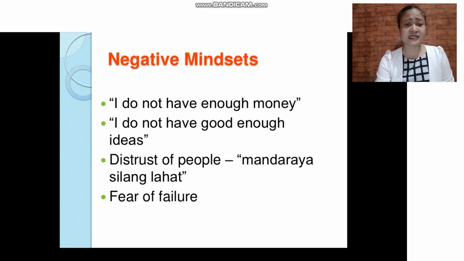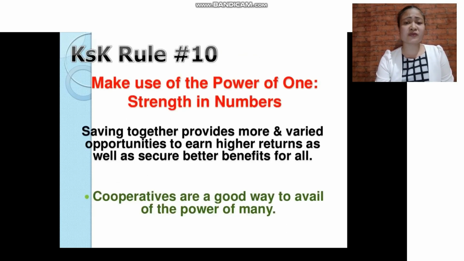Negative mindsets that we should avoid, for example, thinking I do not have enough money, or I do not have good enough ideas, or distrusting people, or fear of failure. Make use of the power of strength in numbers. Saving together provides more and varied opportunities to earn higher returns as well as secure better benefits for all. Cooperatives are a good way to avail of the power of many.